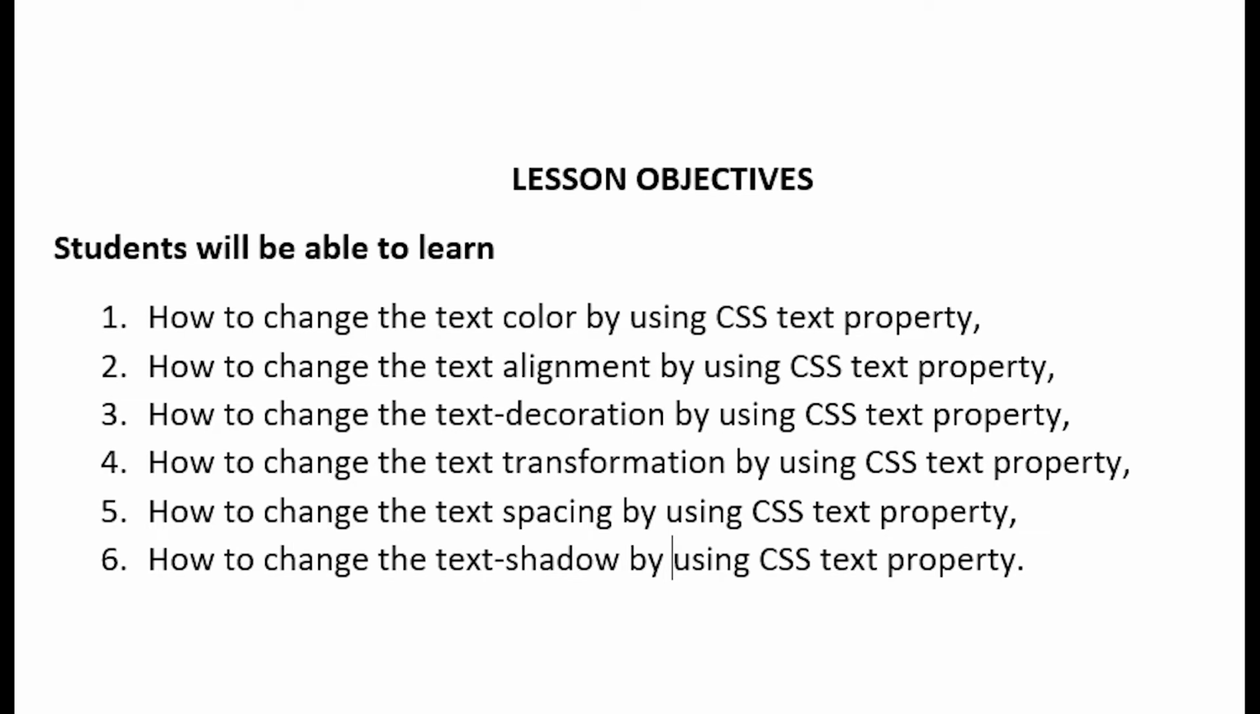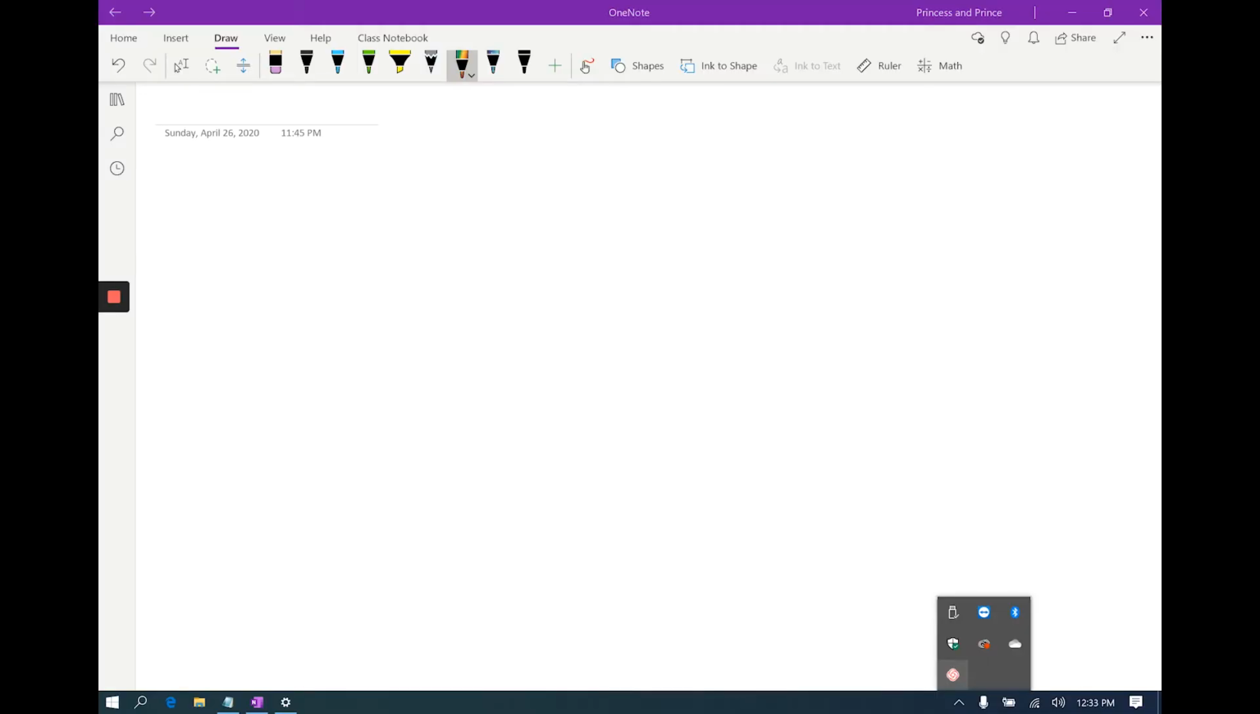Hi guys, welcome back. Today we are going to learn the CSS text property. Before we start, let's remember what we learned in the previous class. We learned about CSS outlines. And what was the outline? Outline is a line that is drawn around elements outside the borders to make the elements stand out.